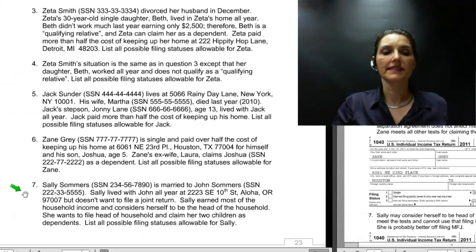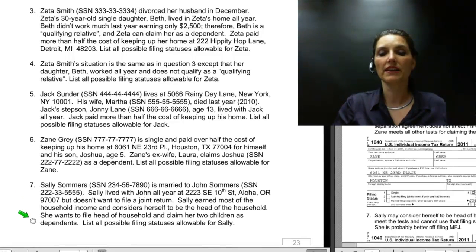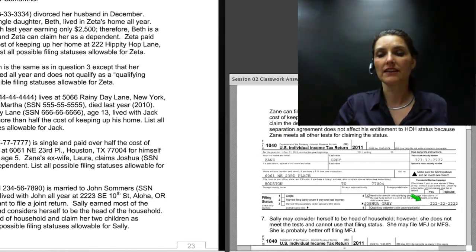Question number 7. Sally Summers is married to John Summers, and Sally lived with John all year in Aloha, Oregon, but doesn't want to file a joint return. Sally earned most of the household income, and she considers herself to be the head of the household. She wants to file head of household and claim her 2 children as dependents. List all possible filing statuses for Sally.